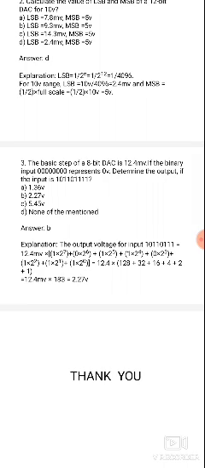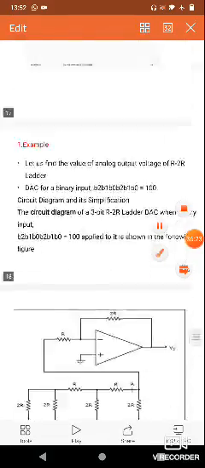So, the total value is 12.4 millivolts into 183, which is 2.27 volts. So how do we calculate it? The input bits are multiplied with their weights, 1 into 2 power 7, 0 into 2 power 6, and so on, and finally we get 2.27 volts. So this is the R-2R ladder.